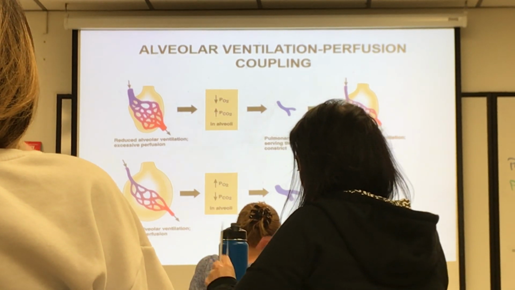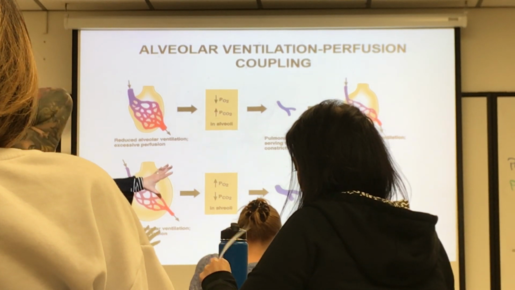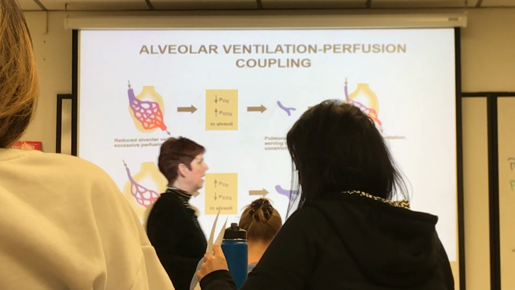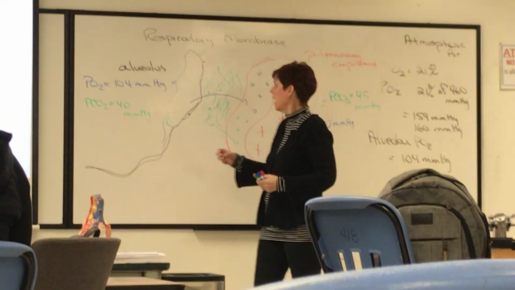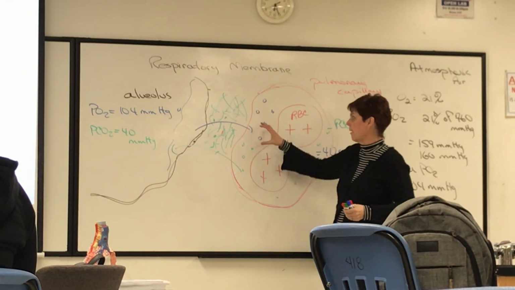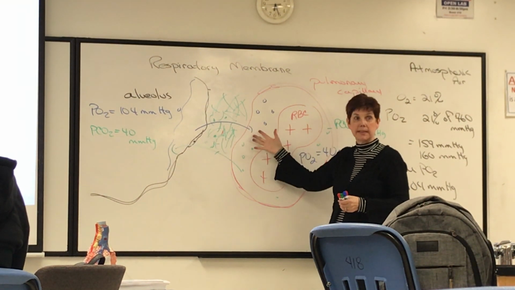So let's say we have an area in the lungs that we have pneumonia, okay? So we're not getting much oxygenation across that respiratory membrane. And as the alveolar capillary blood goes by, it's not getting much oxygen. That's a waste of blood flow.